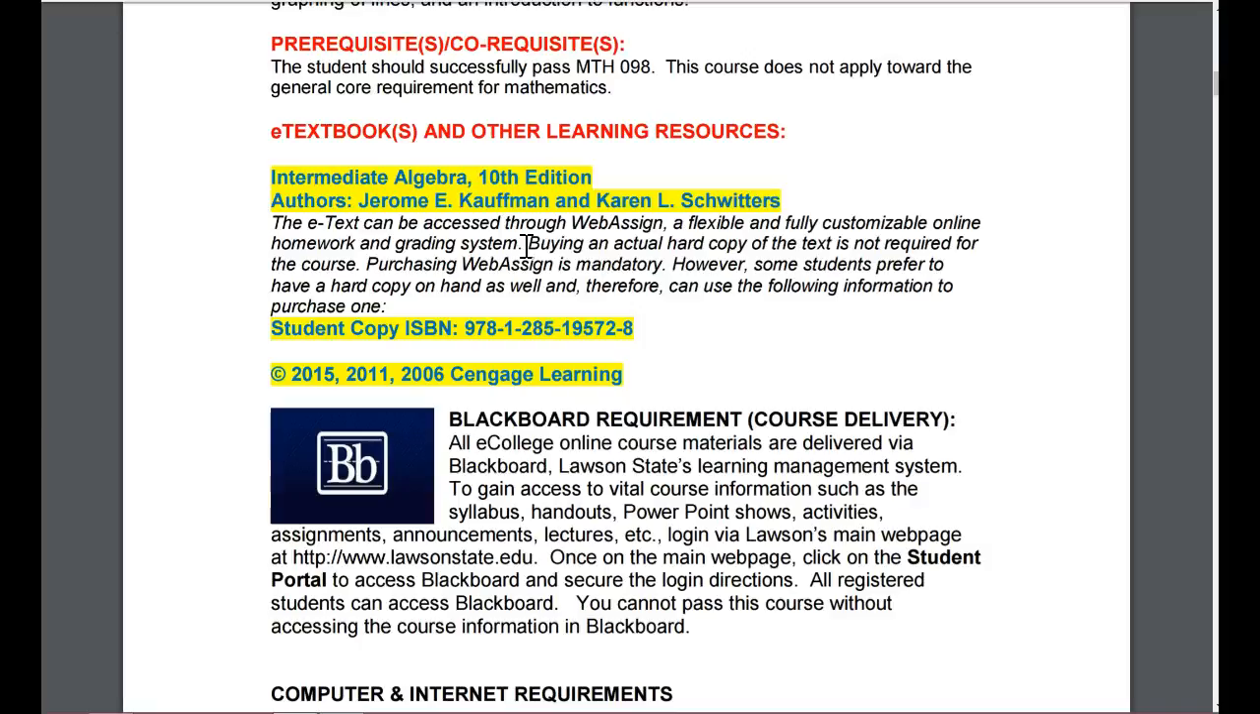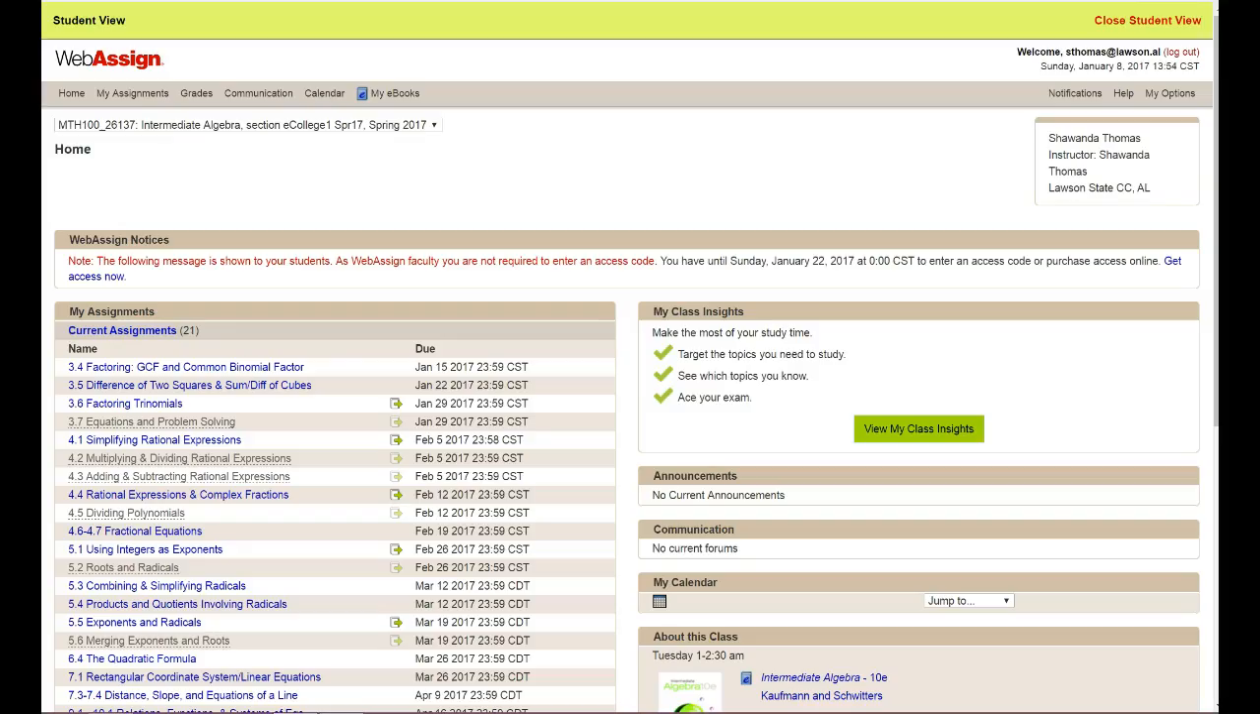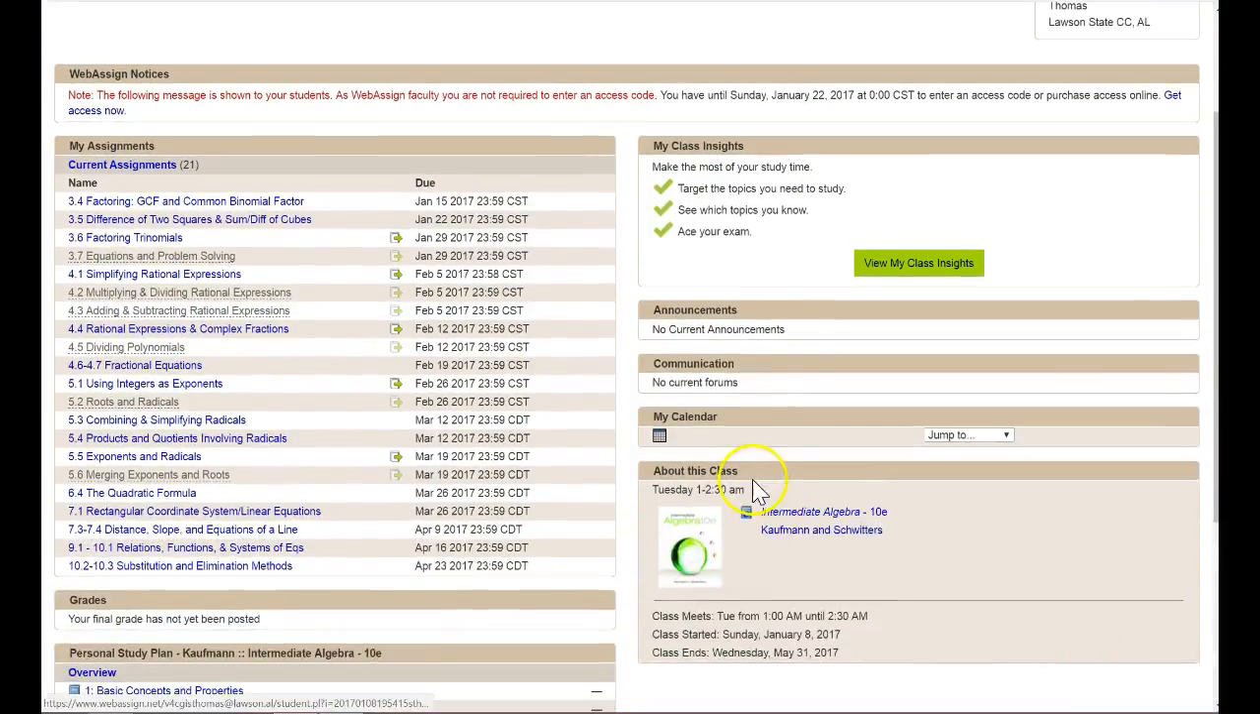Now, WebAssign will give you a free trial period. You can try that option of the free trial period. Once you click on the option for the free trial period, you will have access to all your homework assignments. However, you will not have access to this ebook right here.